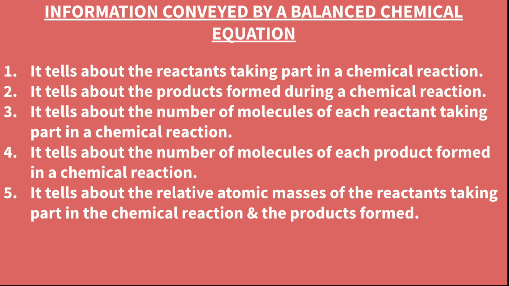It also tells us the number of molecules on the reactant side and the number of molecules on the product side. It also tells the relative atomic mass of the reactants taking part in the chemical reaction, and also the relative atomic mass of the products which are formed. From a balanced chemical equation, we get this type of information.